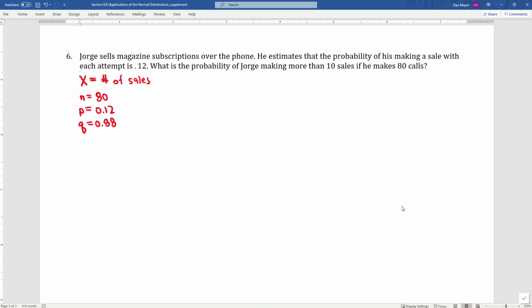And they're independent. The probability of making a sale to Amy is the same as the probability of making a sale to Becky, no matter whether or not he sells to Amy or Becky. Those things are independent, and so we got ourselves a binomial random variable. And the question here is asking to find the probability that the number of sales is more than 10.